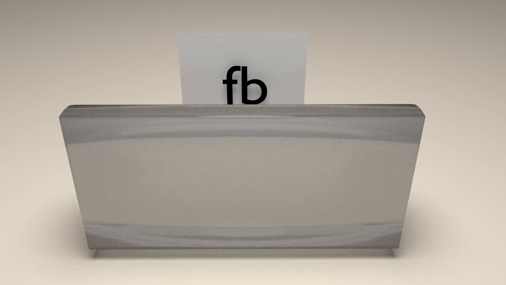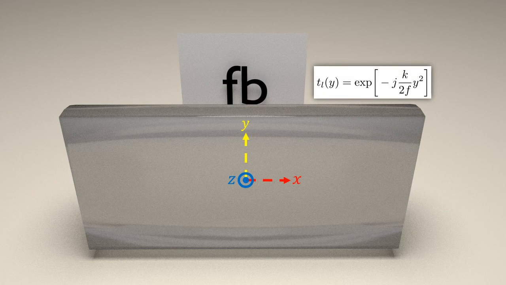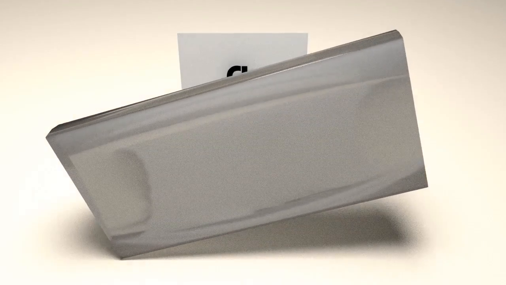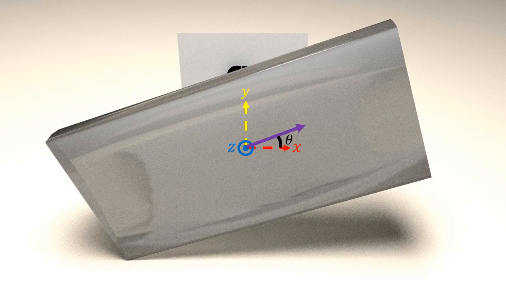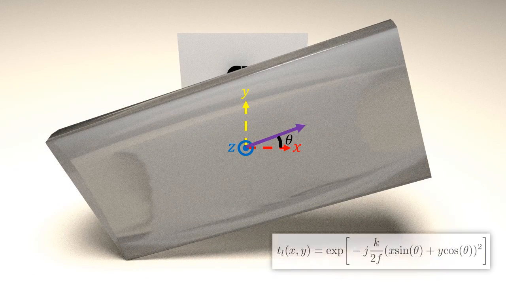Now let the initial orientation of the cylindrical lens be as shown. If you rotate the lens about the z-axis by theta, as measured from the x-axis, the expression for the phase transformation changes accordingly.